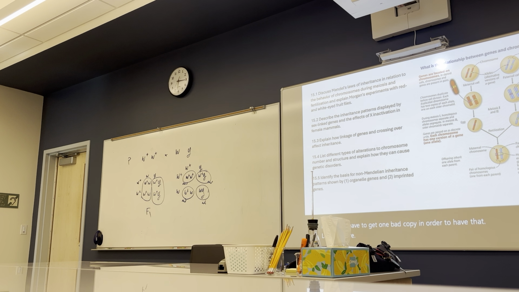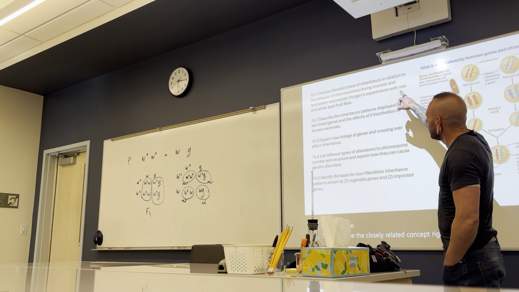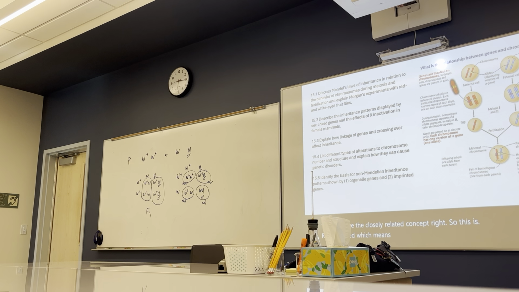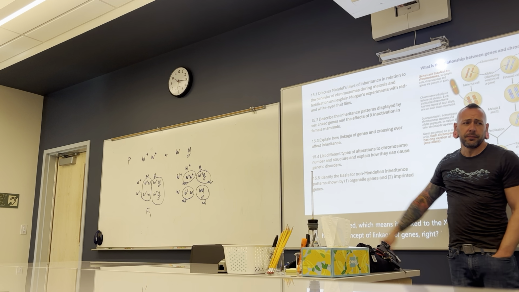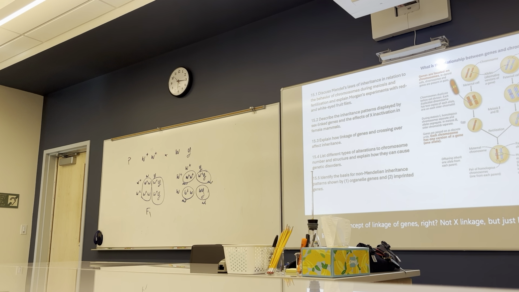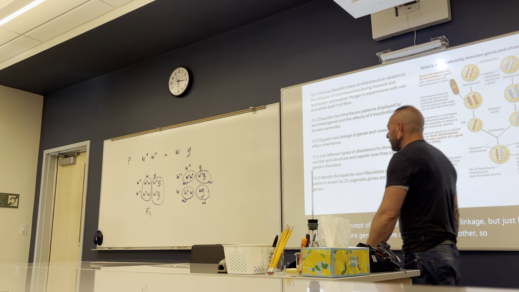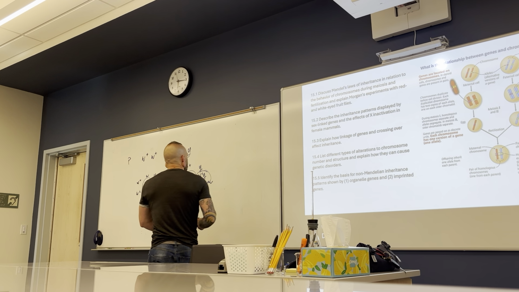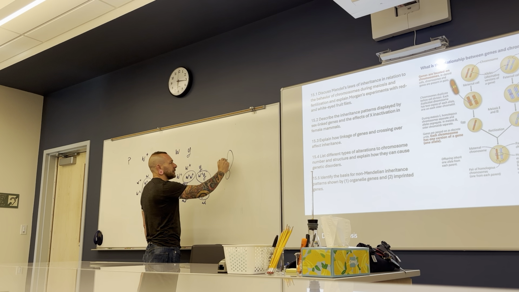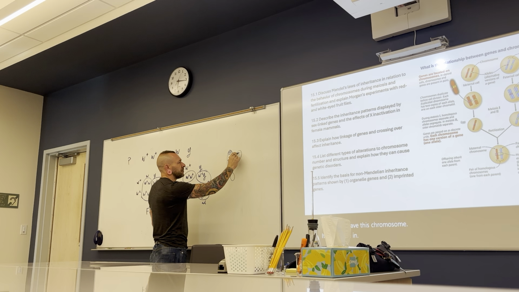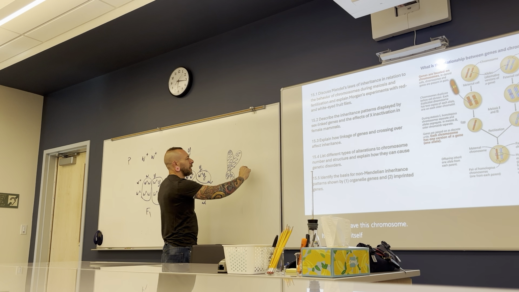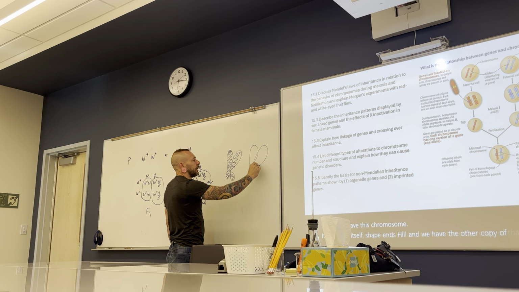Then we have the closely related concept. So this is X-linked, which means it's linked to the X chromosome. We also just have this concept of linkage of genes. Not X-linkage, but just linkage. And linkage means genes that are really close to each other, so that during meiosis, you have this chromosome, which I'll shade in, it replicates itself, shaded in still. Then we have the other copy of that chromosome, and it replicates itself.